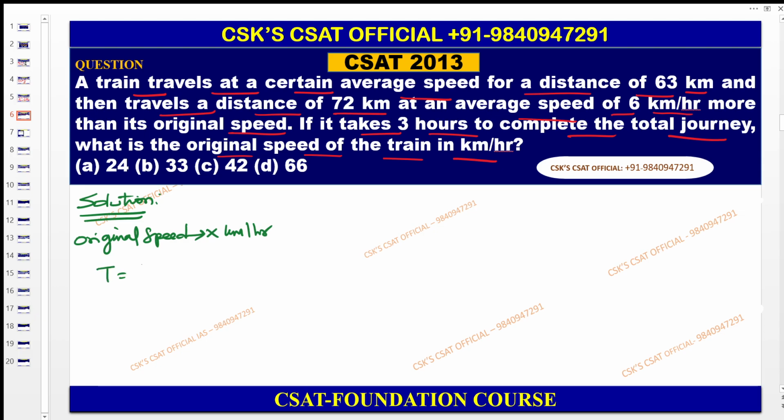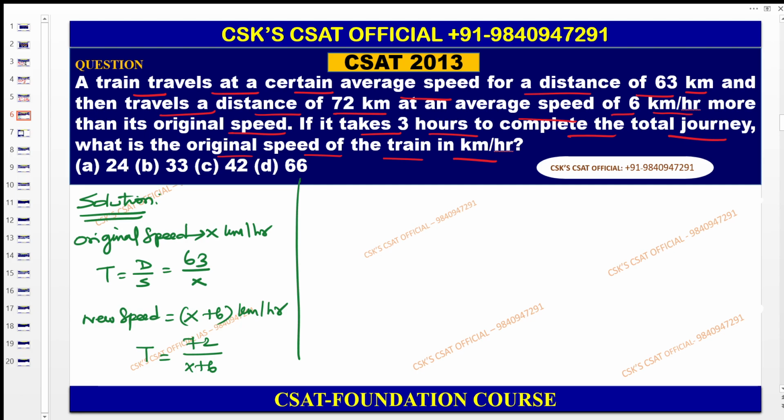Then the time taken is distance by speed. So originally at an average speed, some speed you don't know, that only we are considering as x. For how much distance? For 63 kilometers. So therefore 63 by x. You need to calculate the new speed. What would be the new speed? Increases by 6 km per hour. The actual speed here is x, increased by 6 km per hour to cover the distance of 72 km. So therefore here the time is equal to 72 by x plus 6.